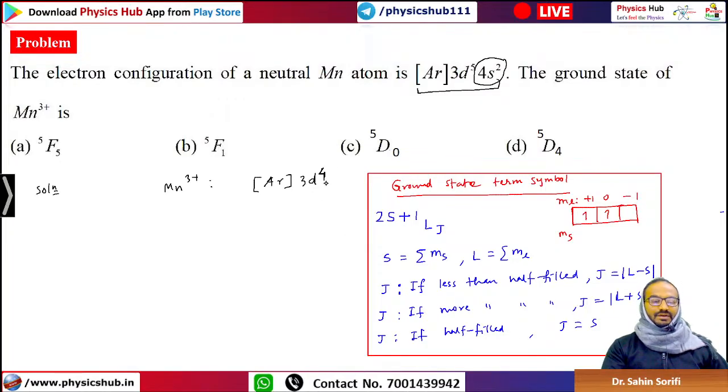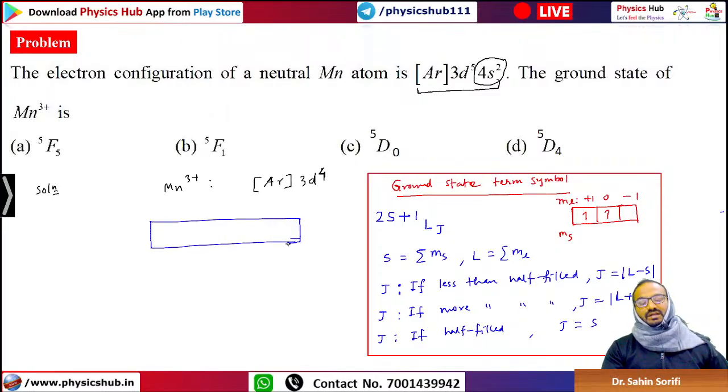So here a d4 is given. For a d4, you can imagine it in this way. You can evaluate it by using Hund's rule. There is that way also. So you will write ml and ms. ml is plus 2, plus 1, 0, minus 1, minus 2. d4: 1, 2, 3, 4. So what is the value of L and what is the value of S? ms, each value is half, right?